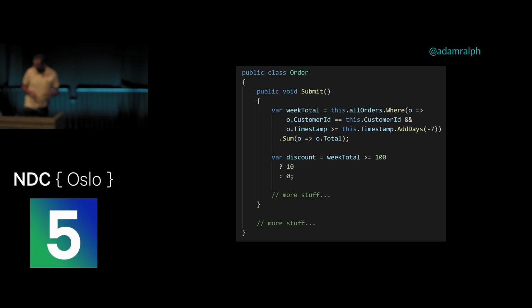When this order is submitted, we're looking back through the history, we're matching the customer ID, we're looking at all the orders which were delivered which were sent in the last week, and if it's greater than 100, we give a discount of 10. If it's less, we give a discount of 0. So what's wrong with this code? Why is this code so bad?